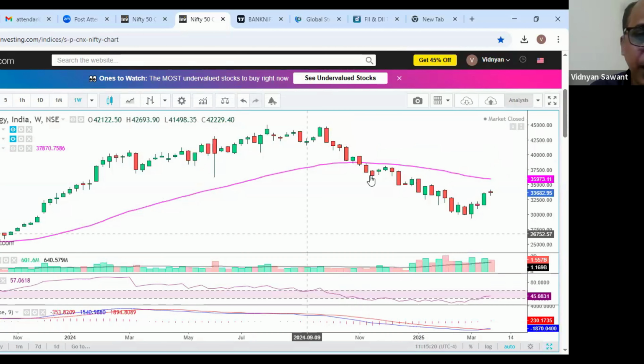Since the last couple of weeks, you can see some kind of bounce back in energy, but the major trend of Nifty Energy is on the downward side, and it is sustaining below its 50-week exponential average as well. So on the bullish side, we talked about Nifty Financial Services, Nifty Private Bank, Nifty Metal, and Nifty Healthcare. On the bearish side for the next month, the underperforming sectors would be FMCG, IT, auto, and energy. So that's all from my side. Thank you.